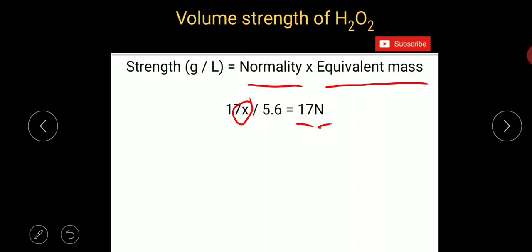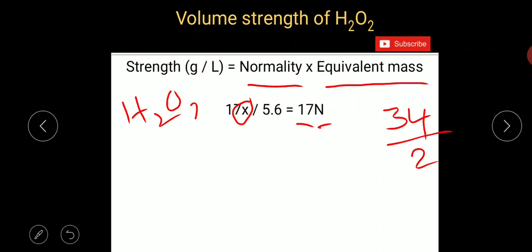Equivalent mass of hydrogen peroxide is 17. How? Equivalent mass can be determined by molar mass divided by n factor. Molar mass of hydrogen peroxide is 34. N factor of hydrogen peroxide is 2, because in hydrogen peroxide H2O2 formula you have two replaceable hydrogen atoms, and hydrogen peroxide is weakly acidic, and in an acid n factor is the number of replaceable hydrogen atoms. So equivalent mass of hydrogen peroxide is 34 by 2, which is equal to 17.